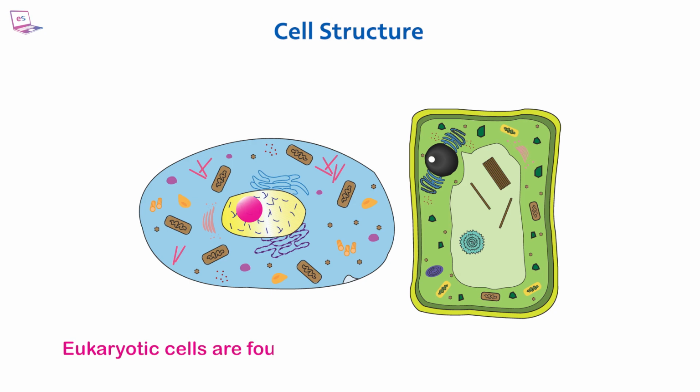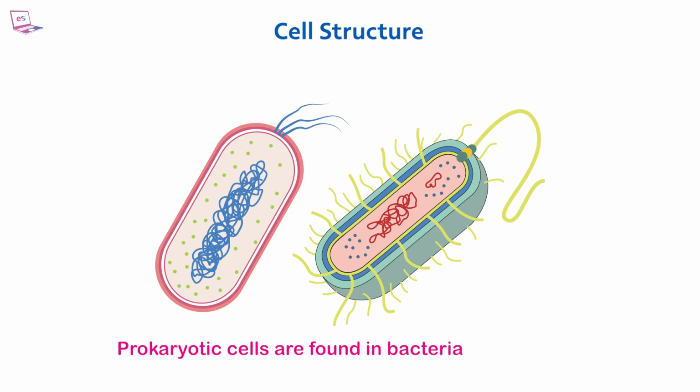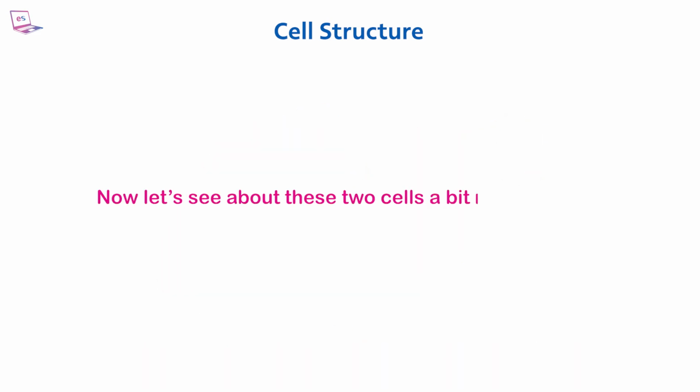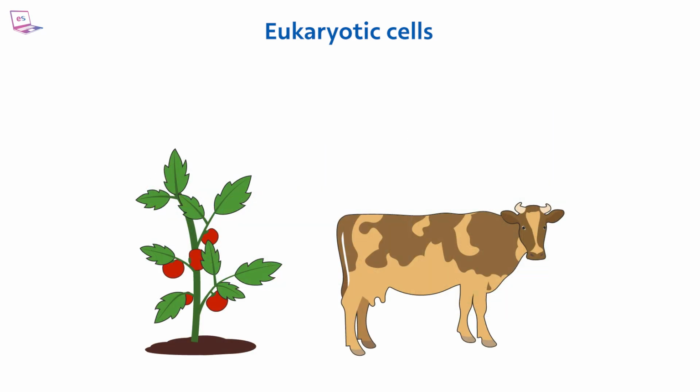Eukaryotic cells are found in plants, animals, fungi, and protists. Prokaryotic cells are found in bacteria and archaea. Now let's see about these two cells a bit more in detail. Eukaryotic cells. Eukaryotic cells have a nuclear membrane that surrounds the nucleus. They have membrane-bound organelles and chromosomes. Plants and animals have eukaryotic cells.